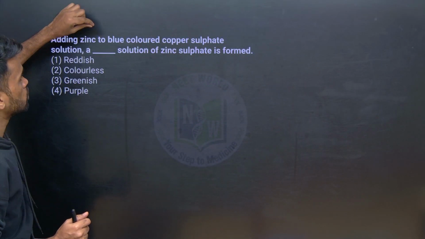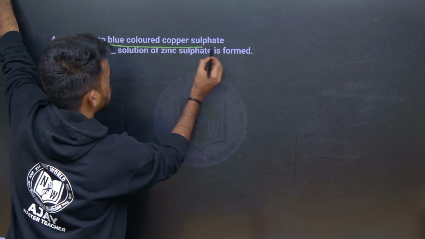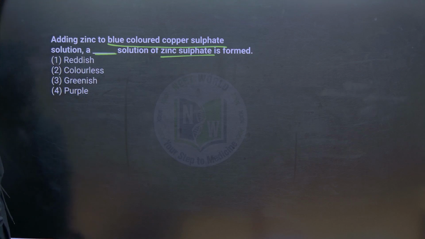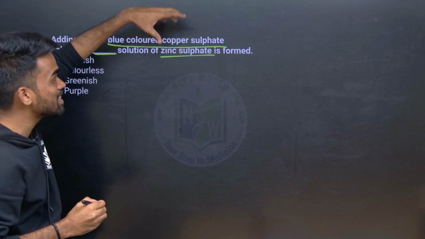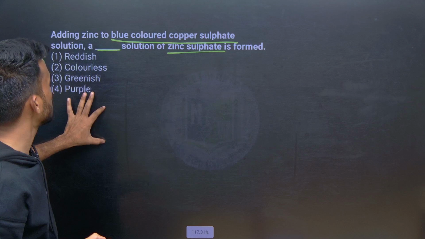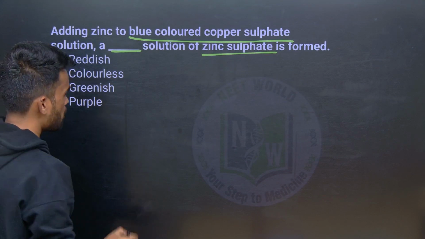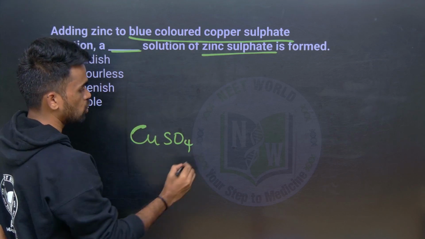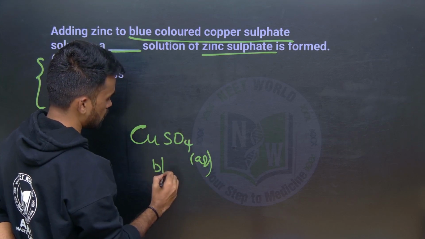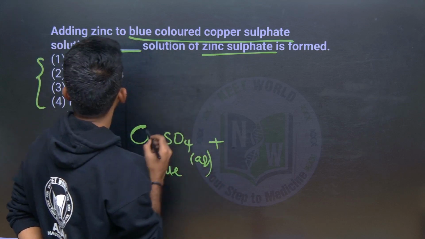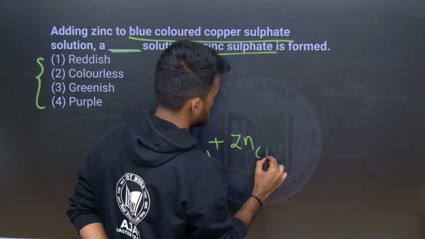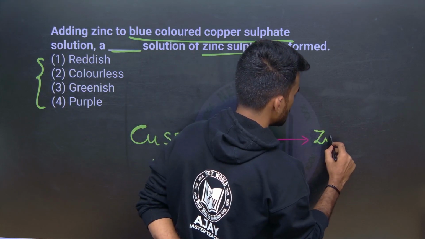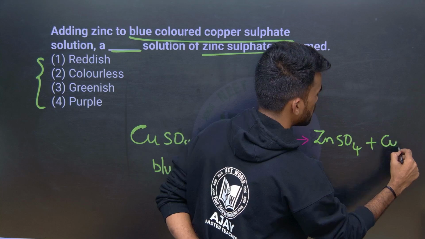Next: adding zinc to blue colored copper sulfate solution, a dash solution of zinc sulfate is formed. We need to identify the color of this zinc sulfate. So how can we do this? See, we know copper sulfate solution, which we discussed during our class also. Copper sulfate solution has what color? Blue color, right? So upon adding zinc to this blue solution, what happens? It will form zinc sulfate, and copper will be deposited.